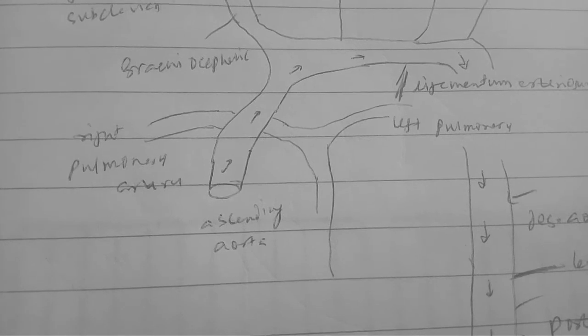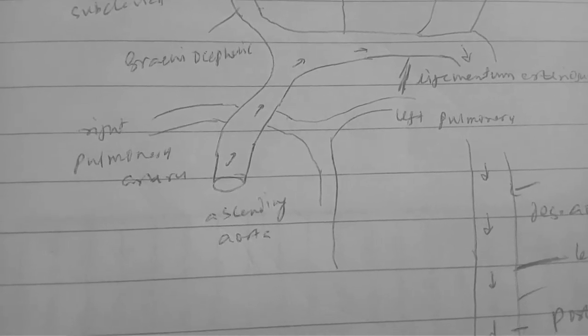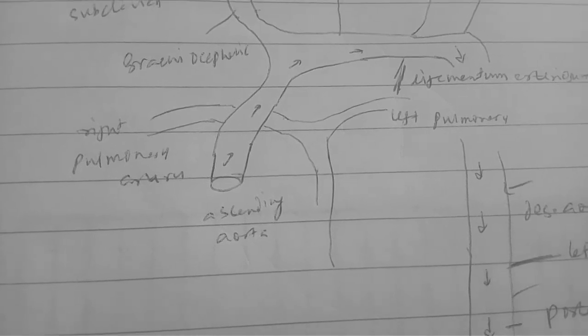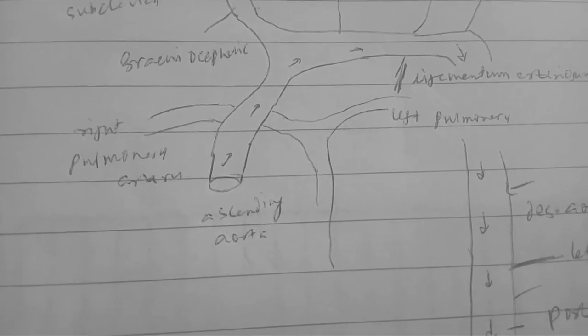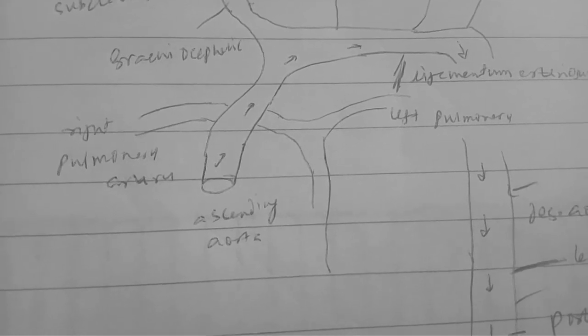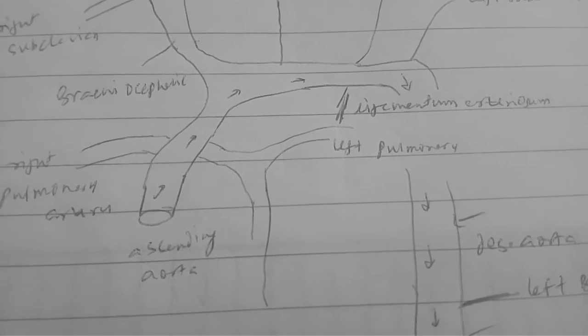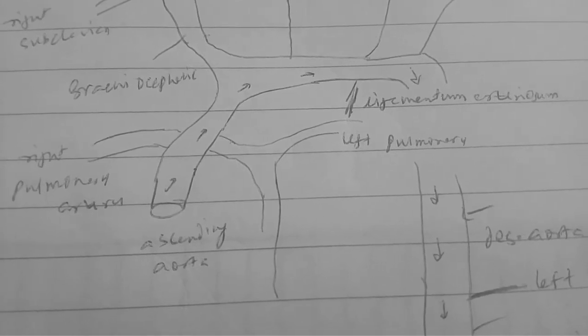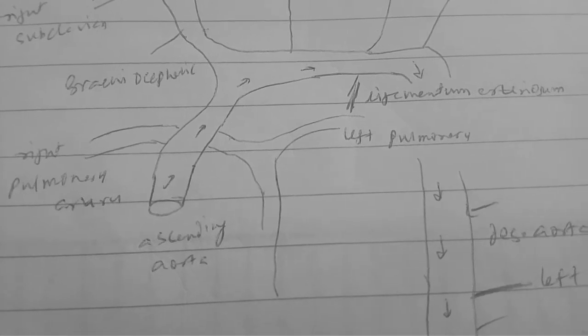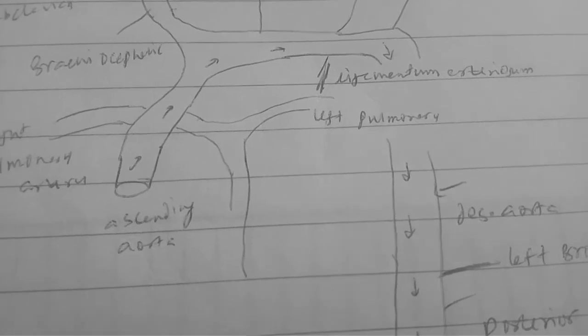On both sides we have pulmonary arteries, on the right and on the left, which will supply blood to the lungs, or let's say deoxygenated blood to the lungs. They are the only arteries in the human body which are not red. Near the bifurcation of the right and left pulmonary arteries, on the left pulmonary artery side, however, we see something called the ligamentum arteriosum.